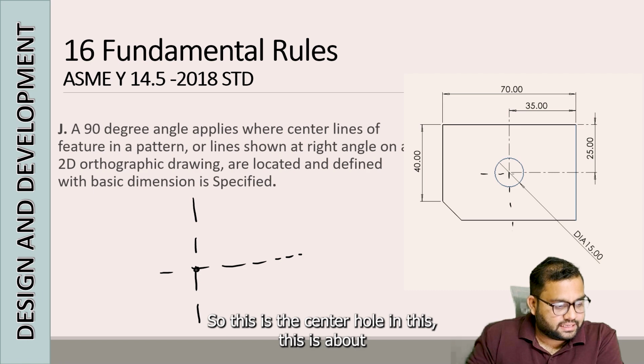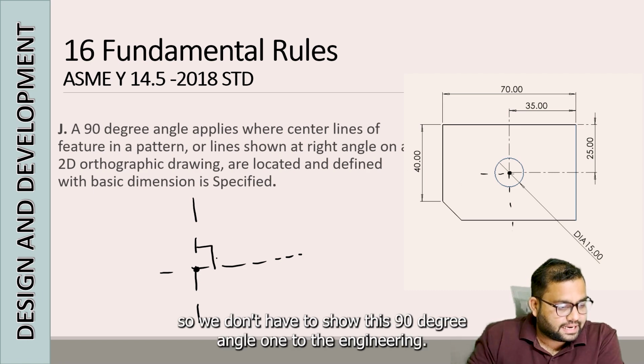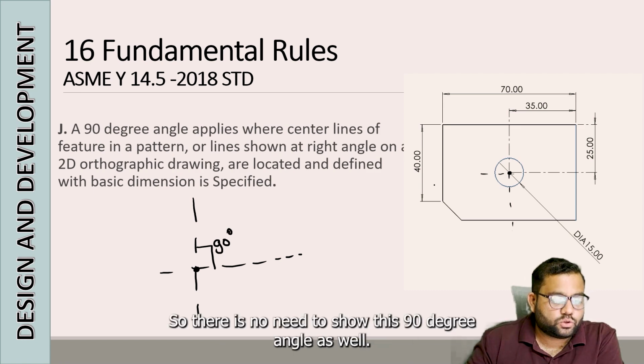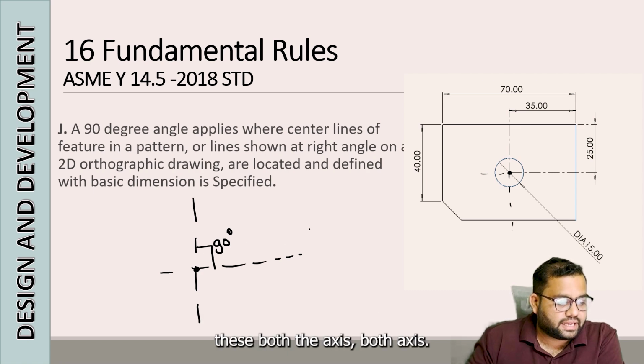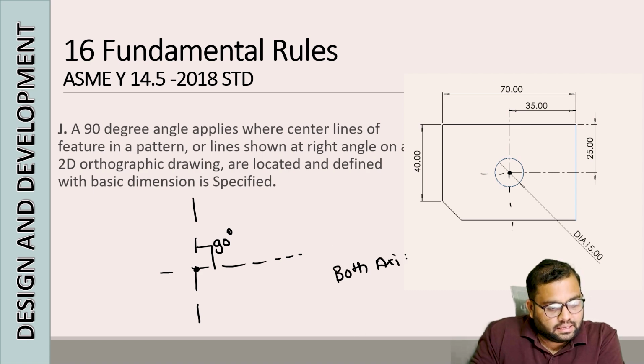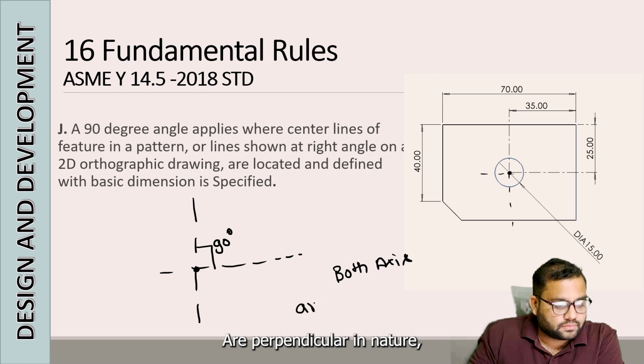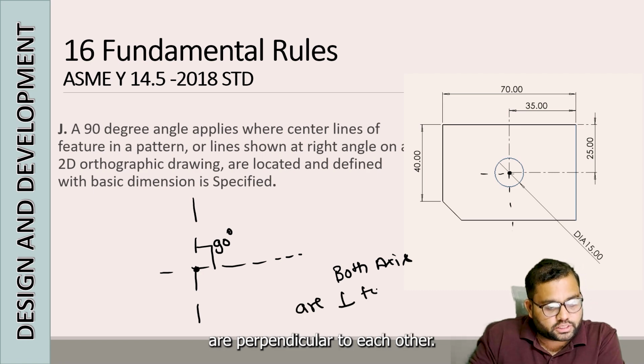So this is the center hole, this is the hole. We don't have to show this 90-degree angle on the engineering drawing. There is no need to show this 90-degree angle as well. It is clearly shown that both axes are perpendicular in nature, perpendicular to each other.